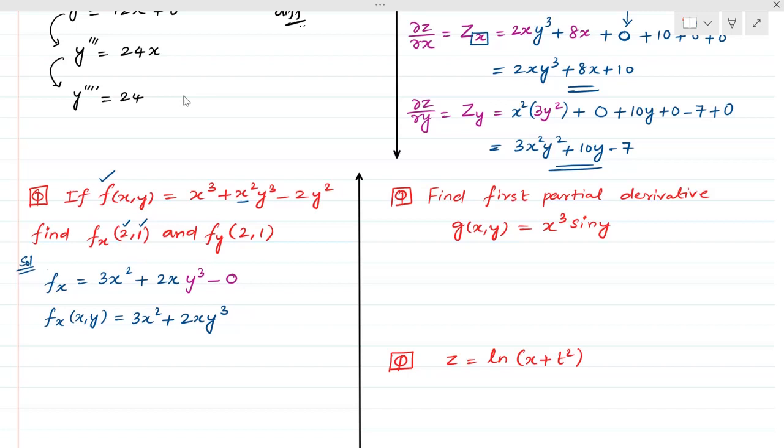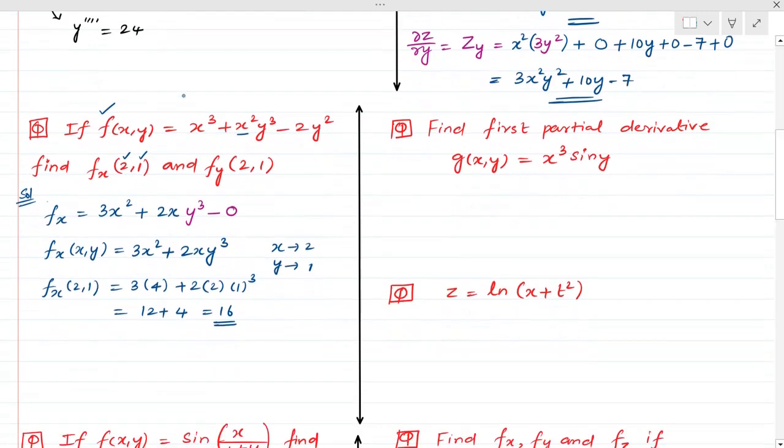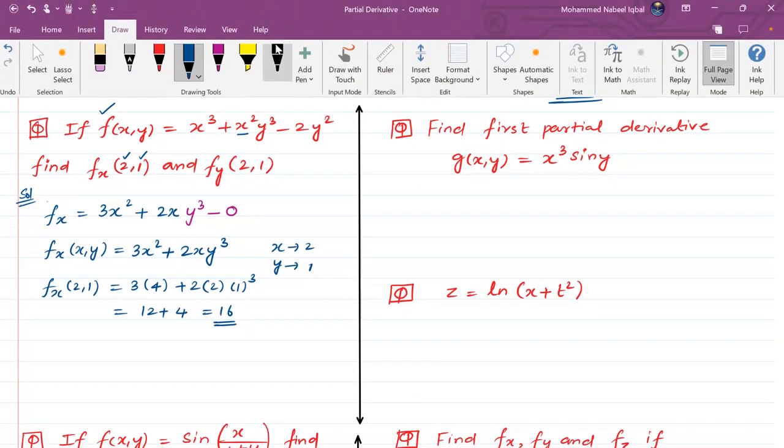Now I just substitute the value. X will be replaced by 2, y will be replaced by 1. So what happened here? It becomes 3 times 2 square, 4, plus 2 into 2 into 1 power 3. So this equals 12 plus 4, which is equal to 16. So this is the fx of 2 comma 1. Now similarly, I have to calculate with respect to y.